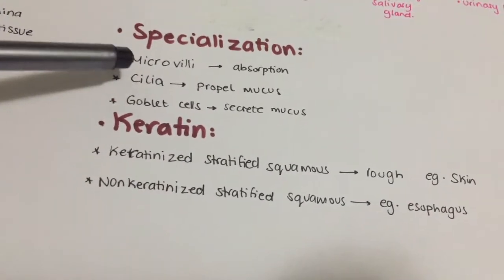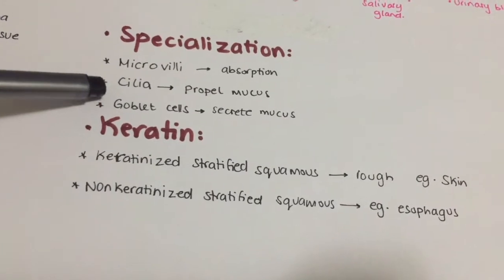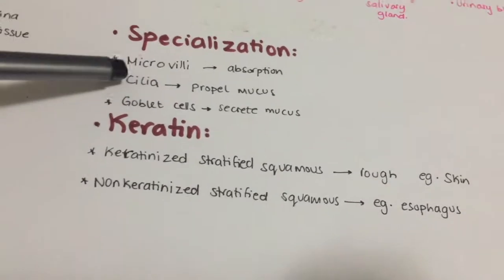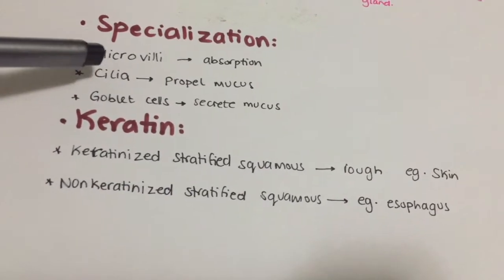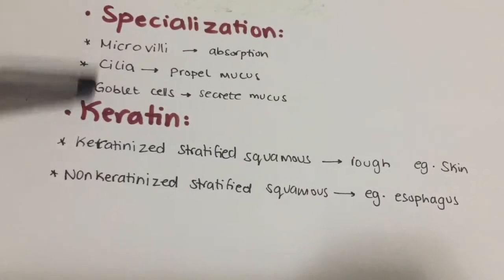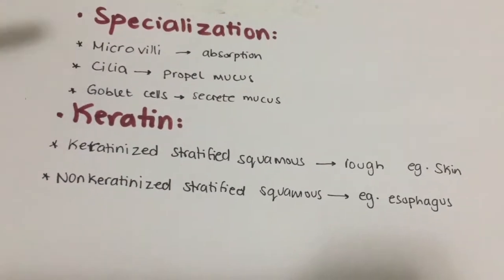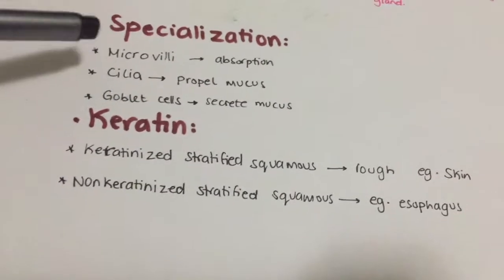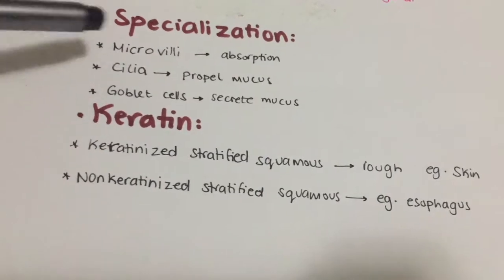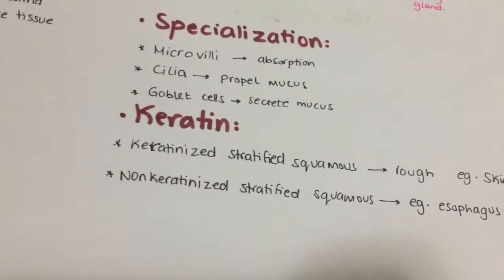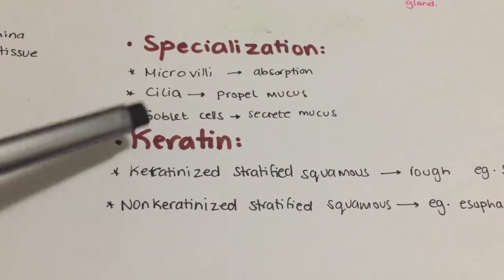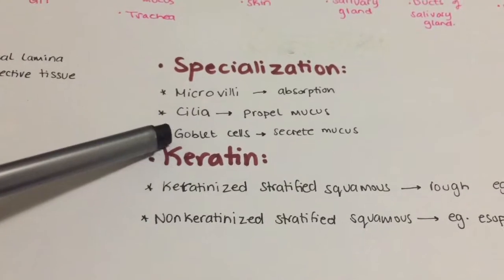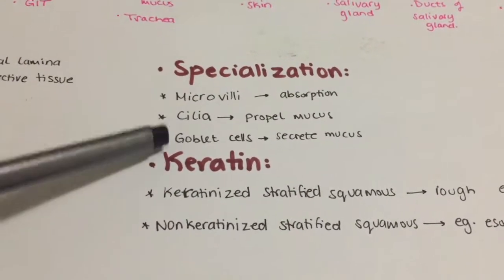The second type is cilia. Cilia are basically hairs, and they're there to propel mucus, and cilia are found mostly in pseudostratified columnar cells because, as I said earlier, their function was to secrete and propel mucus. Cilia can also be found in columnar cells as well, where they can propel other substances. Goblet cells are there to secrete mucus, and so cilia and goblet cells are usually found together, both in the pseudostratified columnar cells.